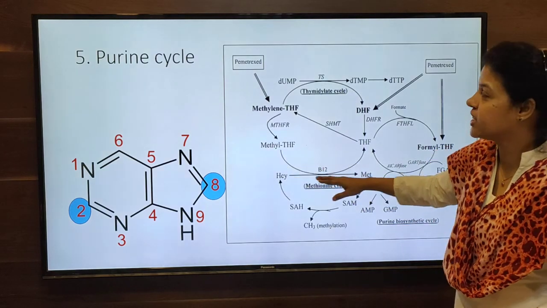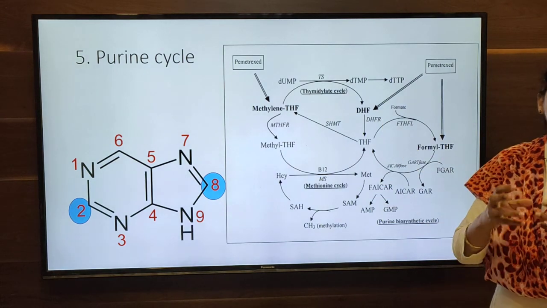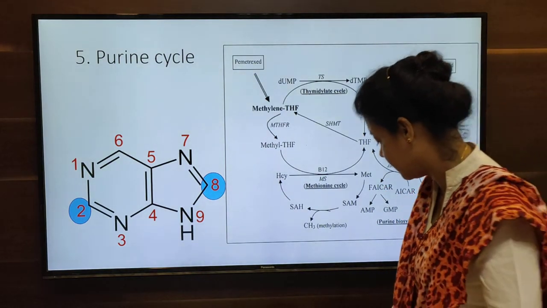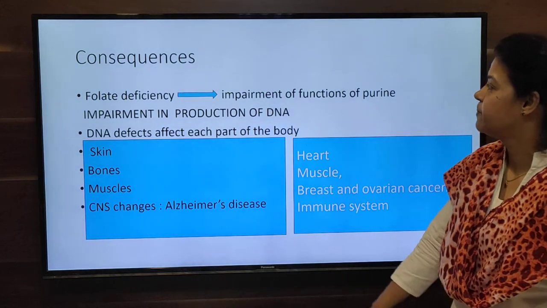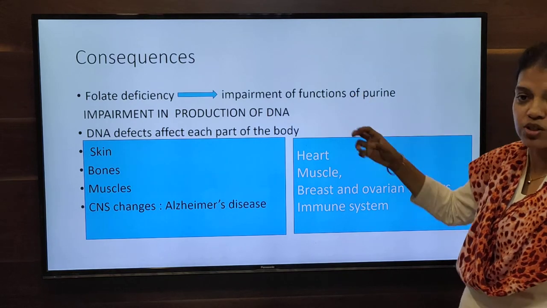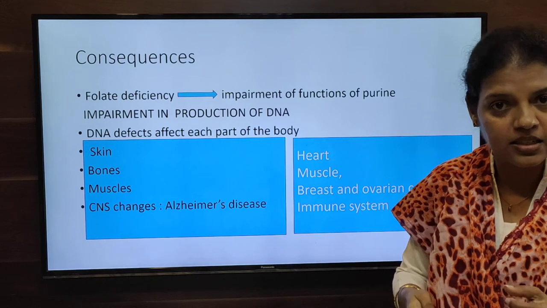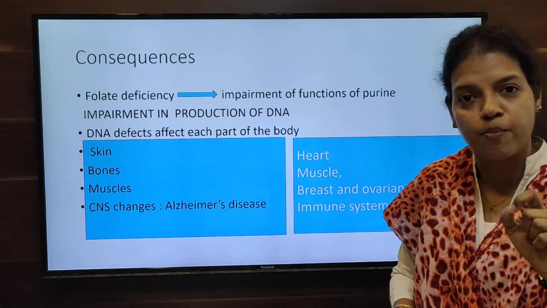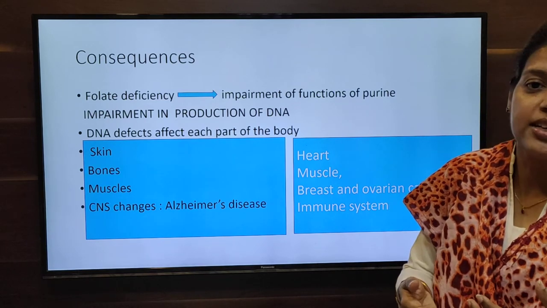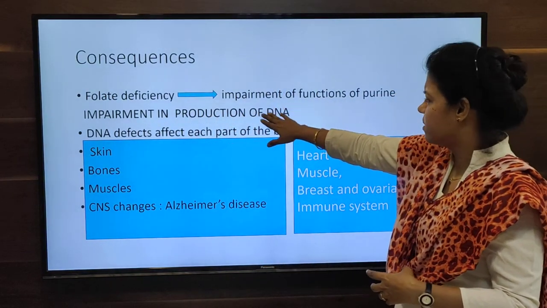In the absence of folate, all other steps cannot take place effectively, and therefore it interferes with normal purine biosynthesis, the normal DNA synthesis in a human being. What are the consequences of this? Folate deficiency leads to impaired formation of purine. That's a nucleic acid base, a key ingredient for DNA synthesis. If purine synthesis is not proper, then the DNA synthesis is abnormal, and the only reason is folate deficiency. Along with that, it leads to impairment in production.